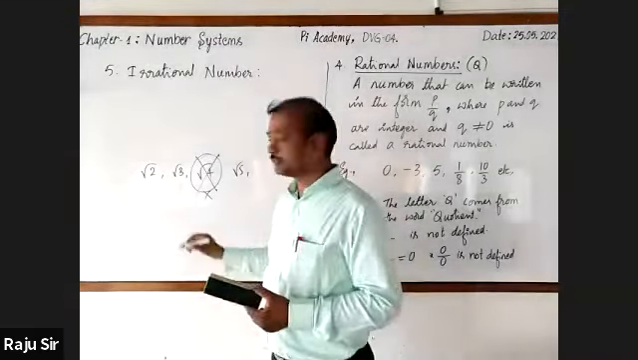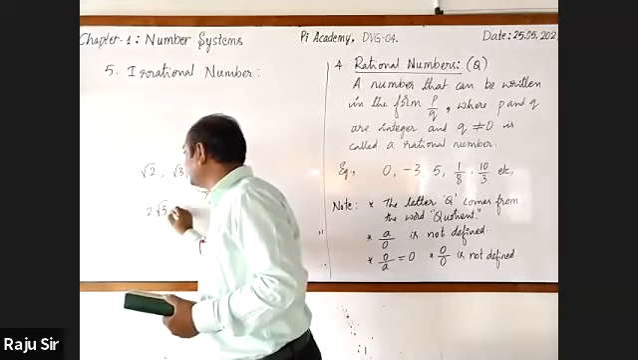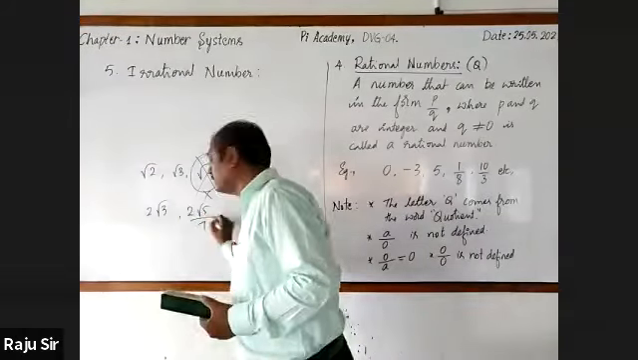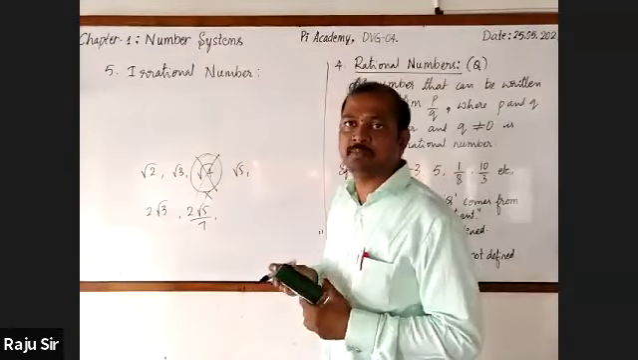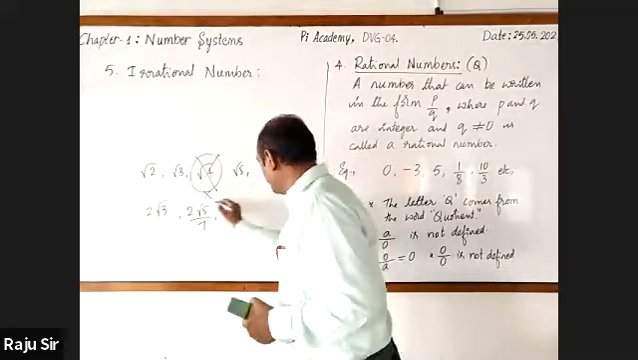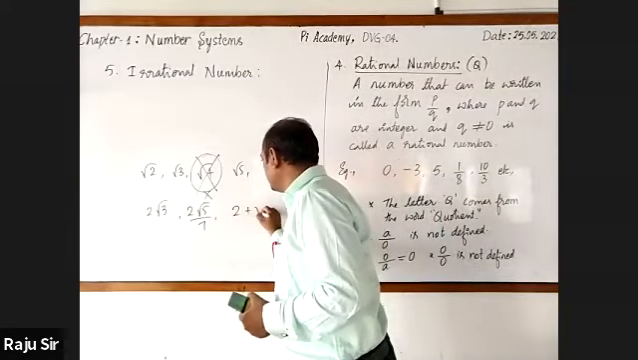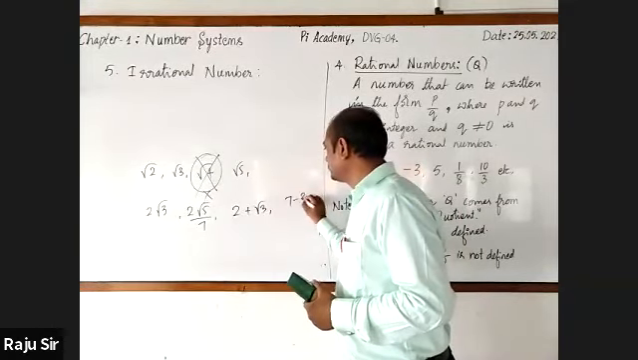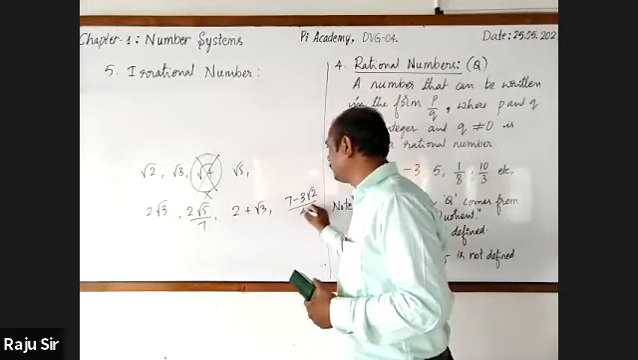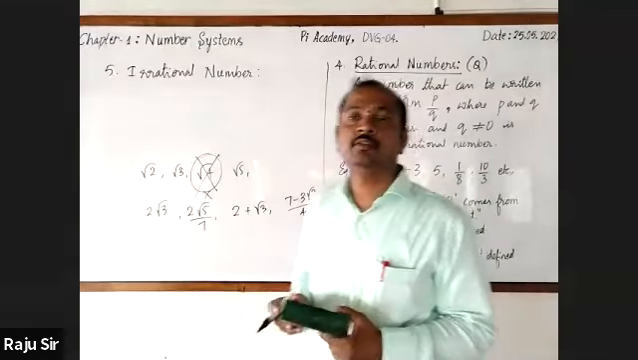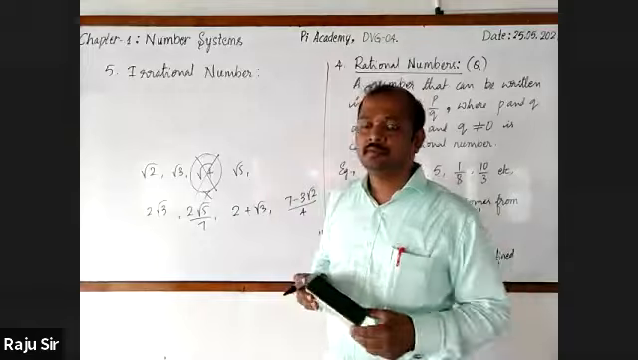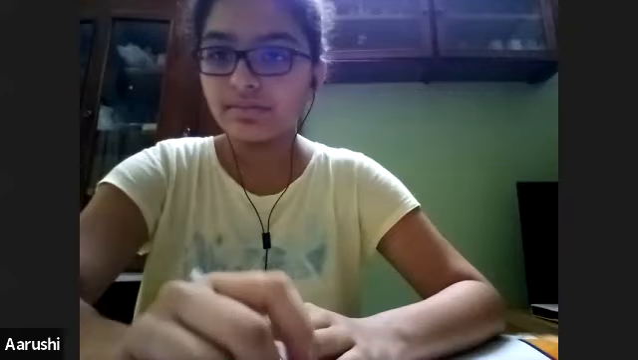Root 5, 2 into root 3, many are there. And 2 into root 5 by 7. Just keep observing the examples I have been giving. Another one is 2 plus root 3, 7 minus 3 root 2 by 4. All these are irrational numbers. Did you understand? Yes, sir. Once I repeat the definition, afterwards I'll go for writing.